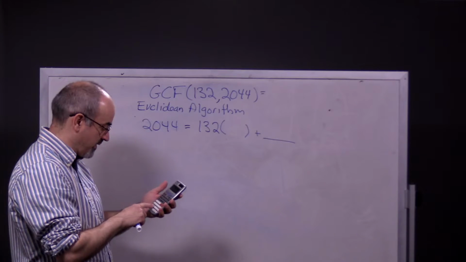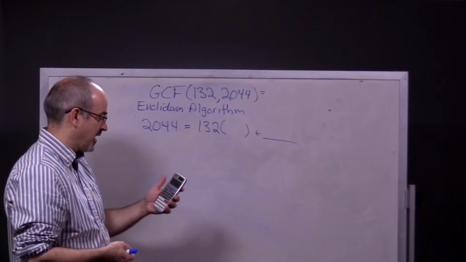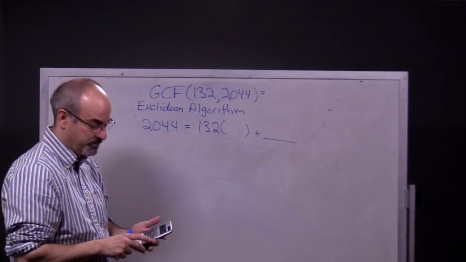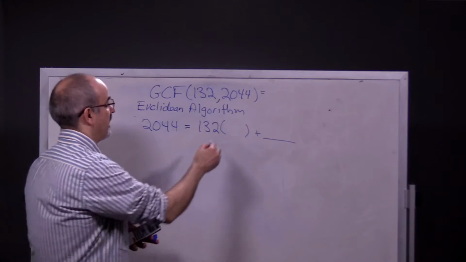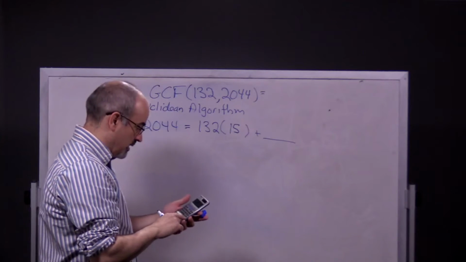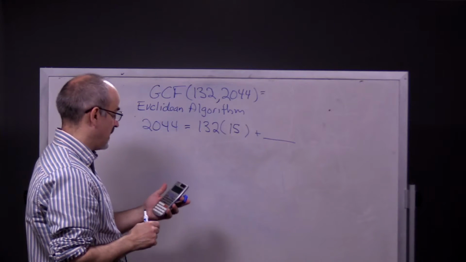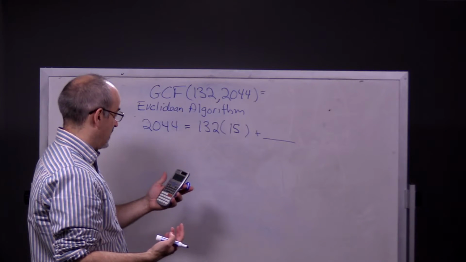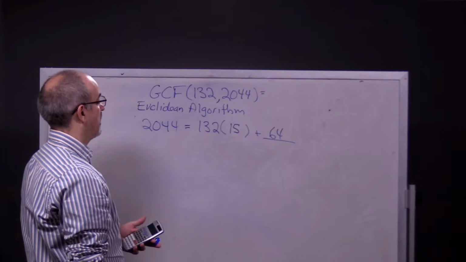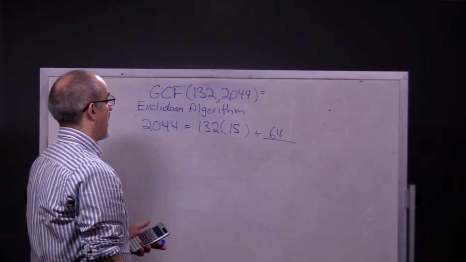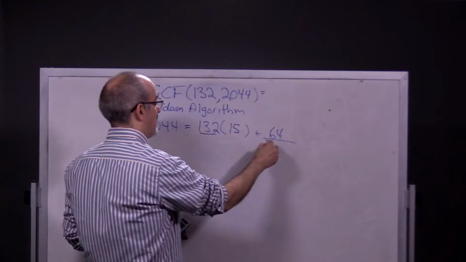And how you can figure that out, now you could just say, well, I think 18 would work, but if you didn't have a calculator, you could still do it. But with a calculator, you divide 2044 by 132. It says 15.48 repeating. Well, you get rid of that 0.48. Just write 15 in here. So I'm going to multiply 132 times 15, get 1980. You'd have to add 64 to 1980 to get 2044.